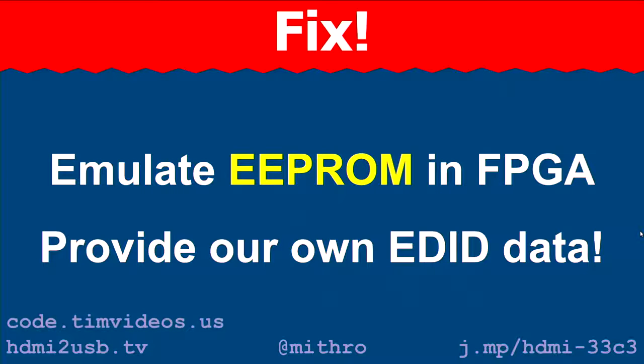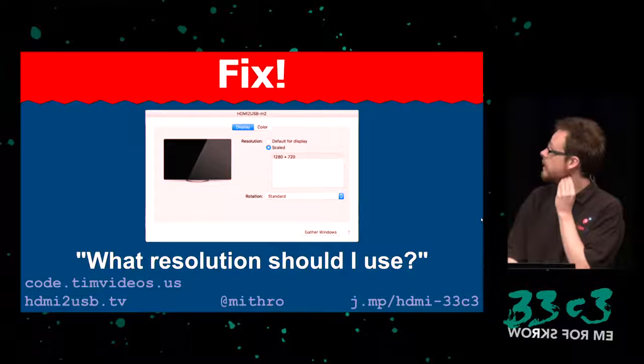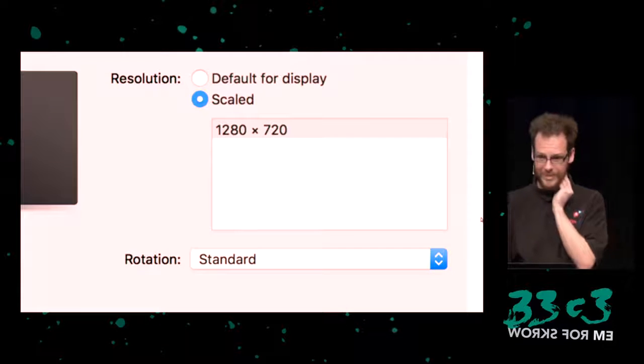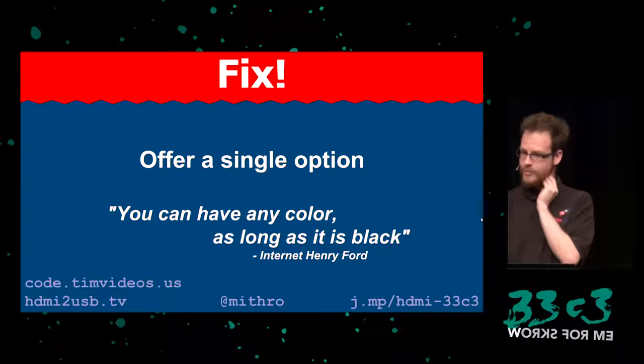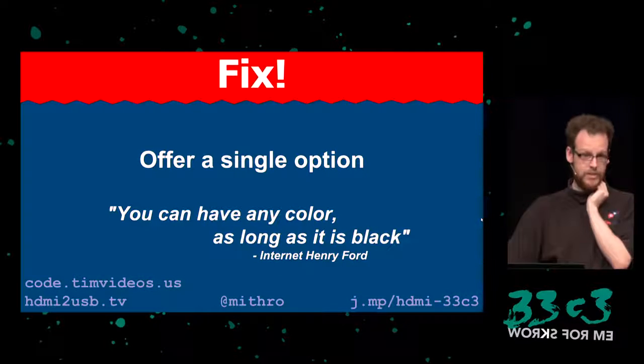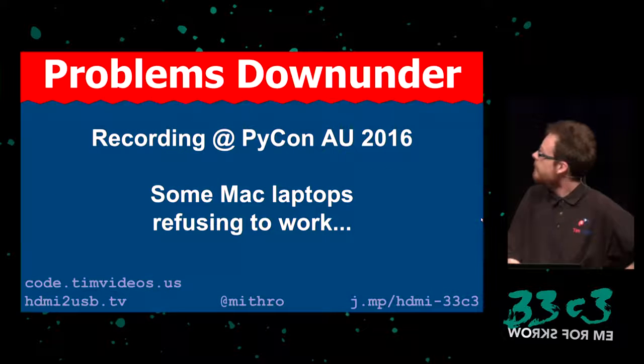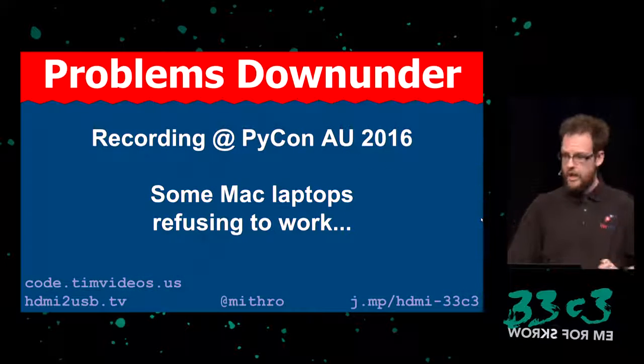And so how we solve this is we emulate our own EEPROM in the FPGA and ignore what the projector tells us it can do. We tell the presenter that this is what we support. You might notice that it kind of solves the problem of what resolution to use. Offer a single solution, offer a single option. It makes it very hard to choose the wrong one. So that's good, we've solved a problem. No, we haven't solved a problem. We were recording PyCon-AU, and we found that some Mac laptops were refusing to work.